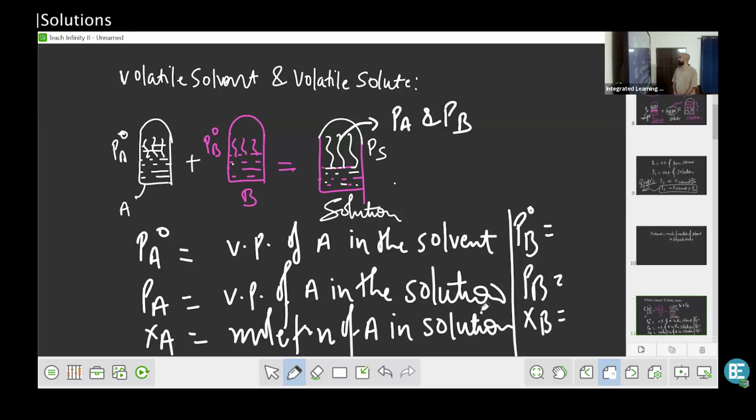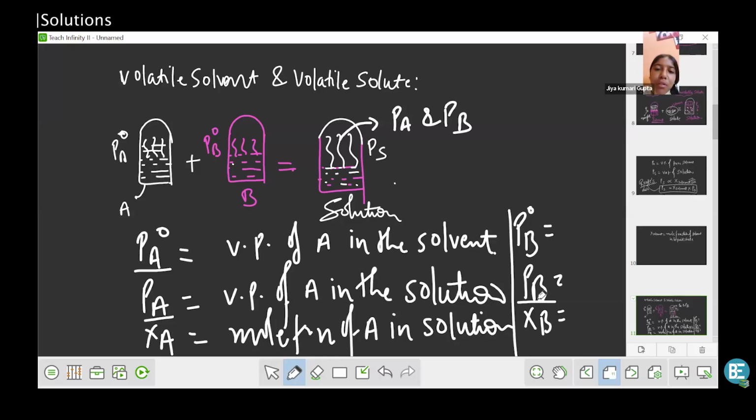This is the last tough thing, after this nothing will be tough. Sir, is PB naught of the solute or of the solvent? Son, naught is for the pure. See, PA naught is vapor pressure of A in the solvent. So PB naught will be vapor pressure of B in the solvent. PA is vapor pressure of A in the solution. PB is vapor pressure of B in the solution. So naught is used always for the pure. Okay.